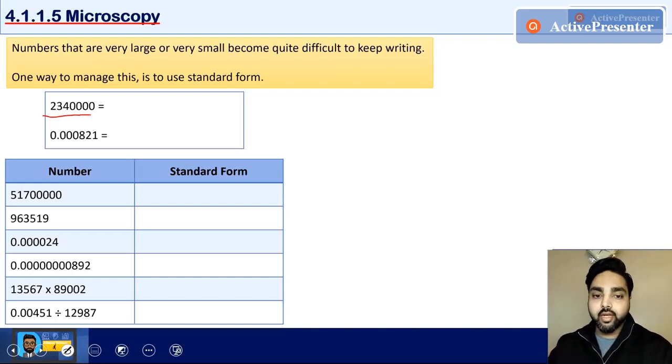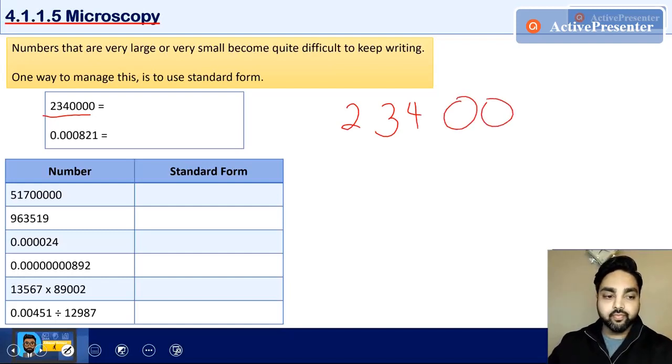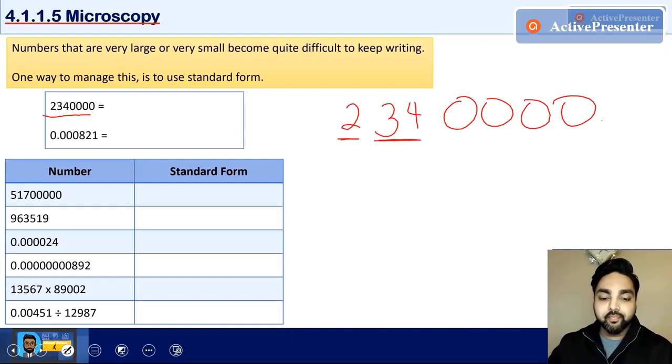2,340,000. Let's write that number down. Brilliant. When I write standard form, the numbers that I'm interested in are the first number and any non-zero numbers that come after it. So 2.34 is what I'd write.